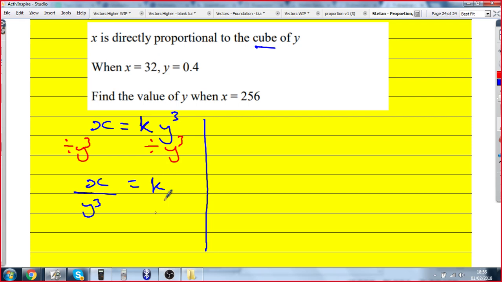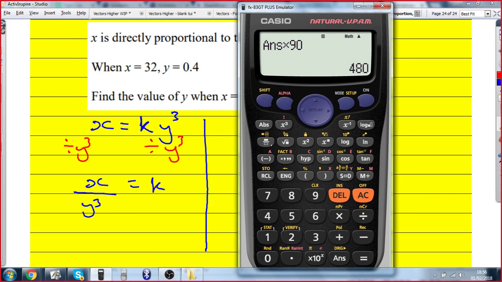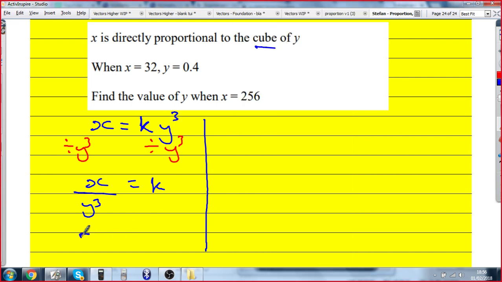Okay, which is 32 over 1.2. I will just use a calculator. So 32 over 0.4 cubed. Actually it's going to be a number smaller than... Okay, 500. 0.4 times 3 would be 1.2. Okay, k is 500. What is y when x is 256?